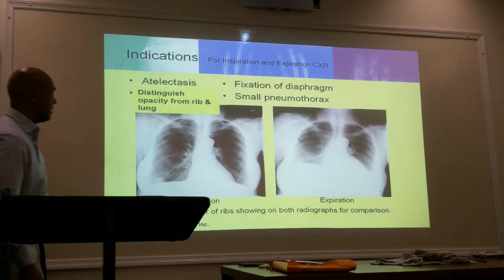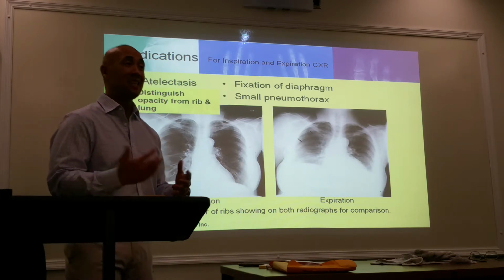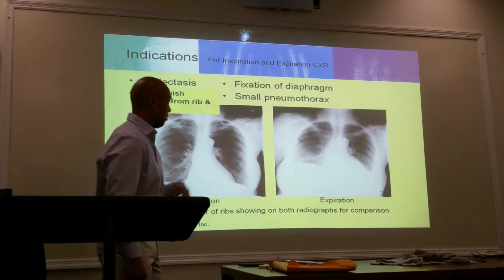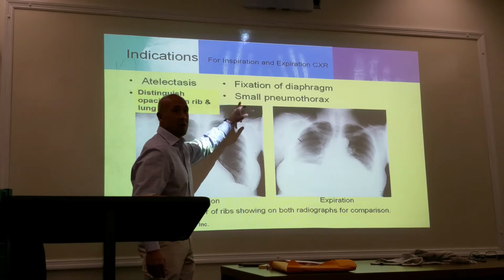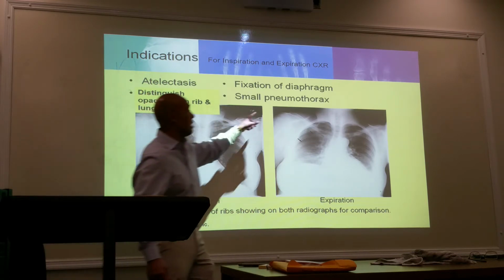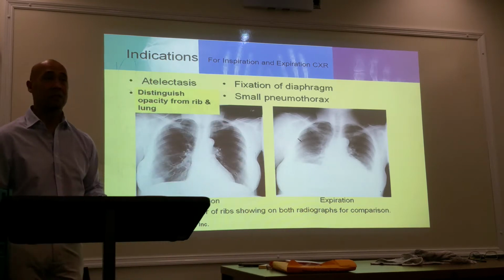Fixation of the diaphragm. This is to observe any type of diaphragm mobility or motility. Is it moving or is it not moving? And then also small pneumothorax. Again, don't confuse these two. This is air in the pleural cavity. Atelectasis is a collapsed lung, not necessarily caused by pneumothorax, because you can have pneumothorax without having a collapsed lung.